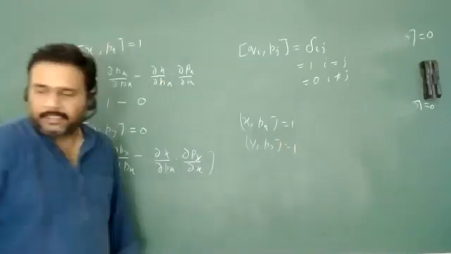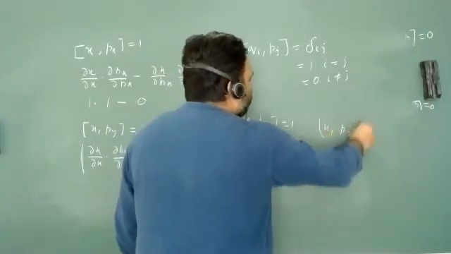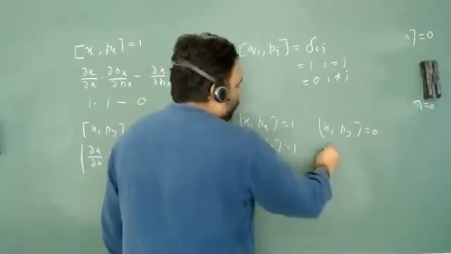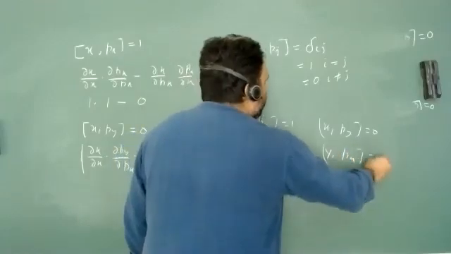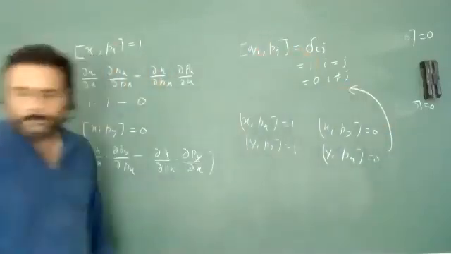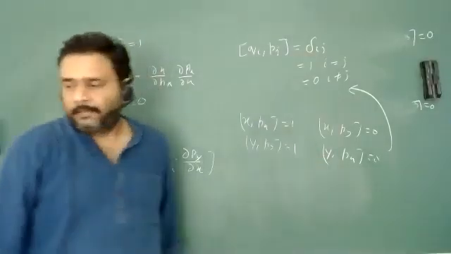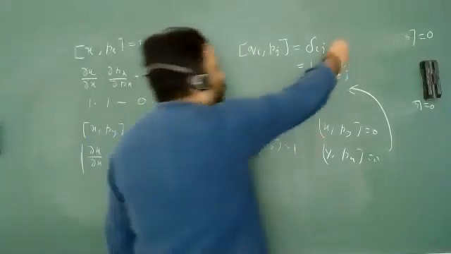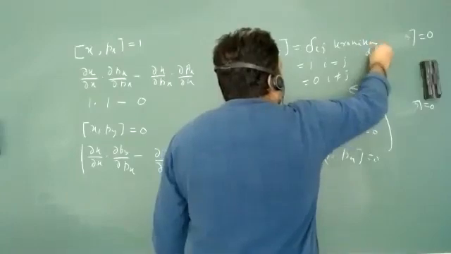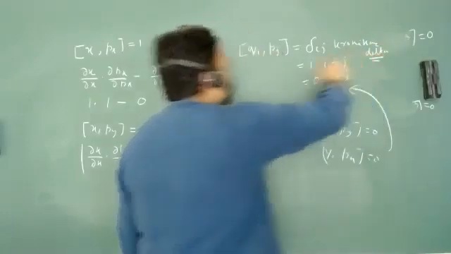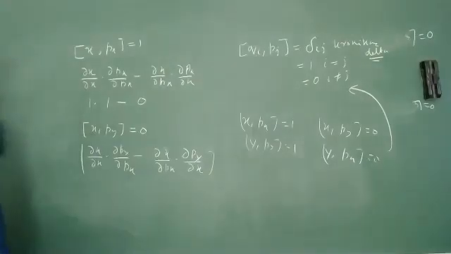So this kind of situation is there. But x py will be 0, and y px will be equal to 0. So all these things can be written in this form, and this is known as the Kronecker delta. This is the definition of the Kronecker delta. It will be either 1 or 0.